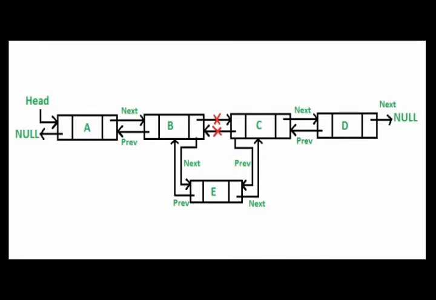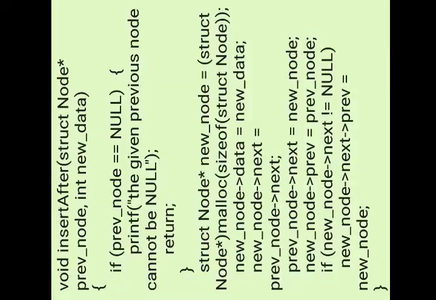Today we are going to discuss how to add a node after a given node in a doubly linked list. See the diagram. Here A is the head node, D is the tail node. In between B and C, I am going to add node E. That is, I am going to add a node E after node B. Look at the code.